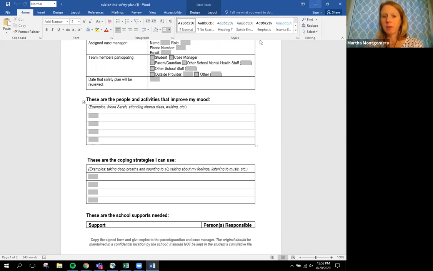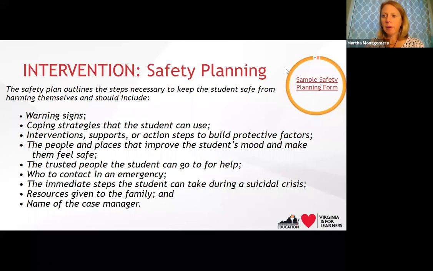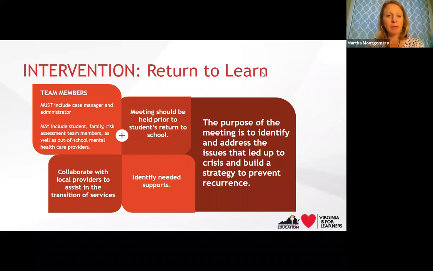All right. So the last section that we're going to talk about may be something new for some school divisions. And this is a conversation that we're really having across the state right now with several different groups. It's the idea of returning to learn after an extended behavioral health absence. And we're really encouraging school divisions to have policies and procedures for holding a reentry meeting for any student returning to school following a mental health crisis.